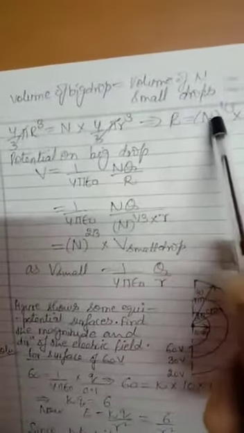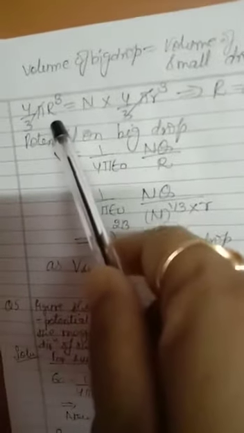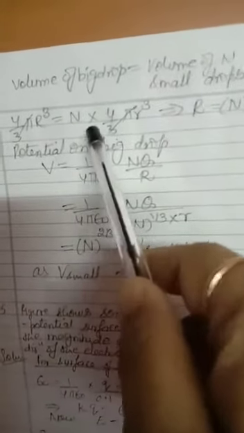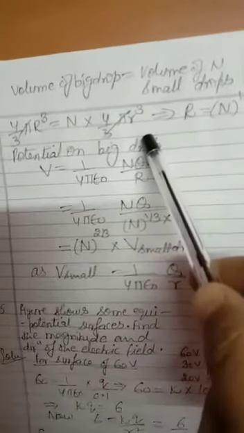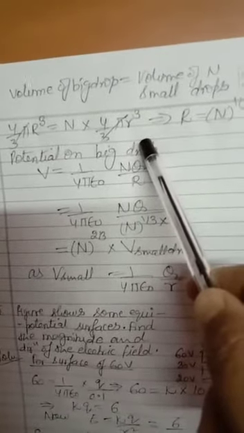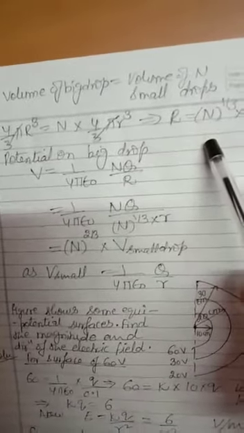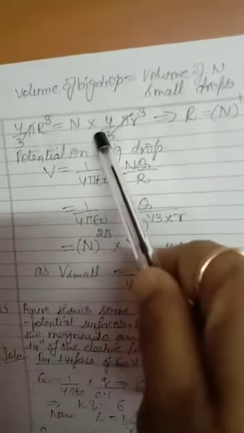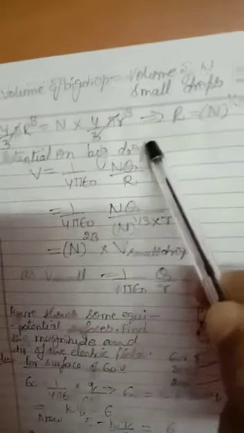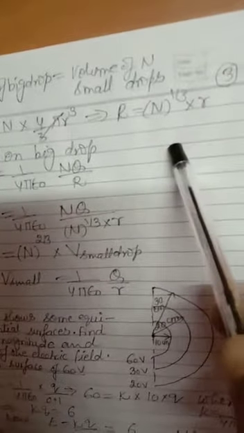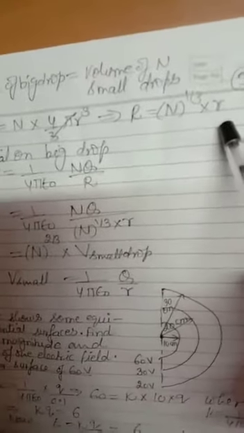Now we will take out the volume. You know the volume of the bigger drop is the volume of n small drops. So we calculate: 4/3 πR³ = n × 4/3 πr³, where capital R is the radius of the bigger sphere and small r is the radius of the smaller sphere. n is the number of drops. On cancelling the common terms from both sides and taking the cube root, we get R = n^(1/3) × r.